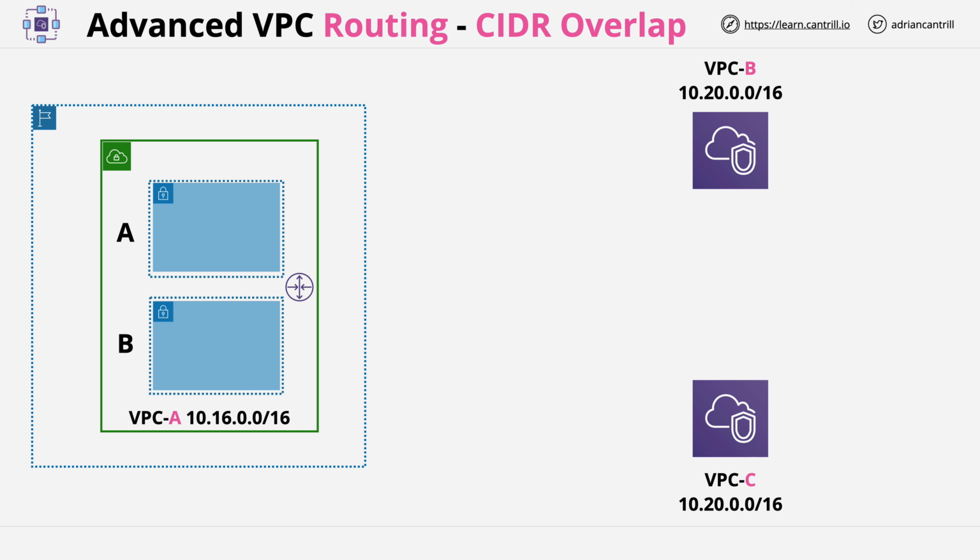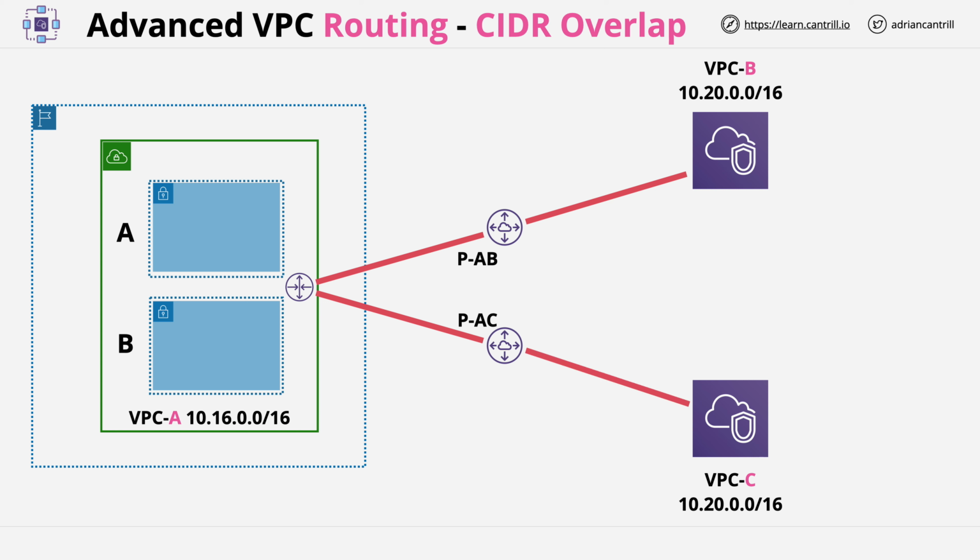With this architecture, we have VPC A on the left using 10.16.0.0/16, VPC B on the top right using 10.20.0.0/16, and VPC C on the bottom right also using 10.20.0.0/16. Now there's peering configured between VPC A and VPC B, as well as between VPC A and VPC C, and this is allowed because there's no overlapping CIDR space between A and B and A and C.